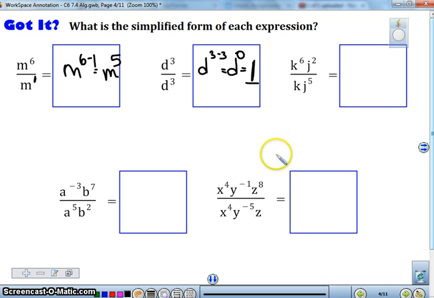Again, try and pause it right now and do the next couple ones, and then you're going to hear me work through it with you, but try it on your own first.